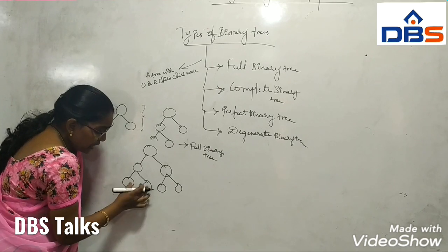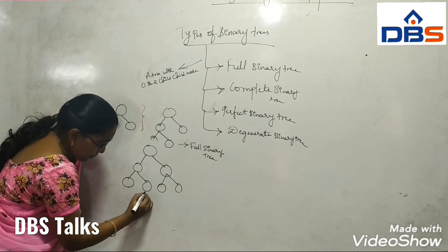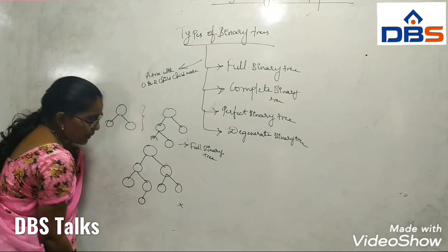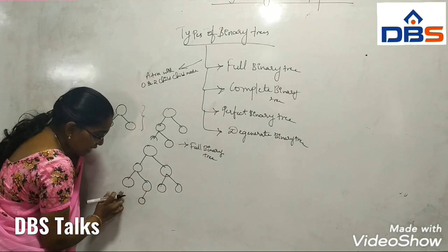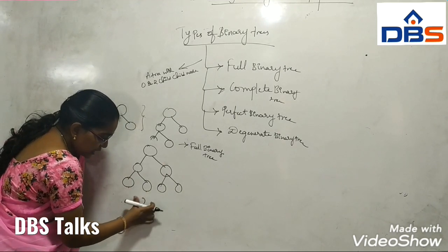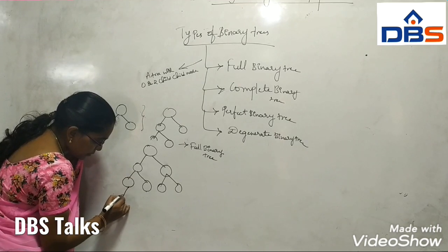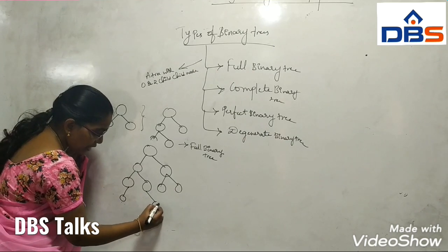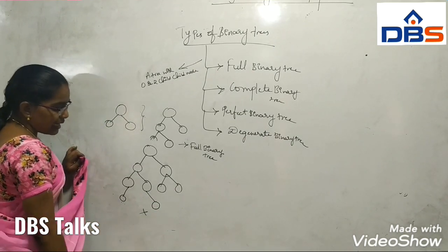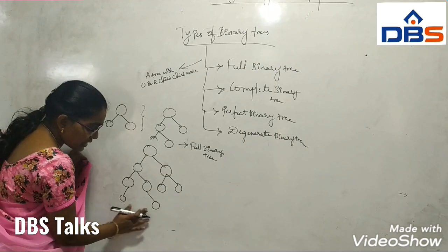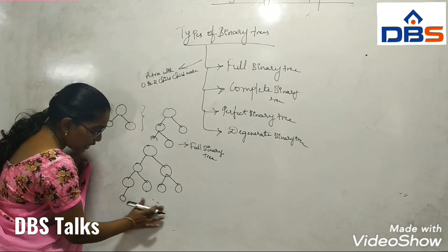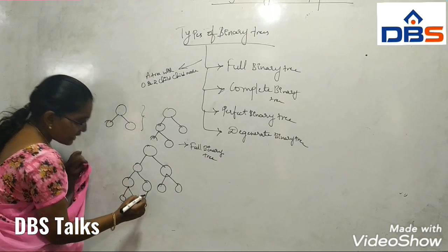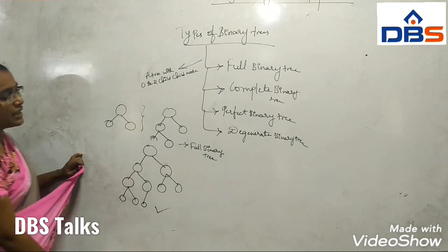For these leaf nodes, if it is having one child like this, we can't say it as a complete binary tree. Why? Because it has to come from left to right, just like this. Here, if it is having another node like this, we can't say it as a complete binary tree. Why? Because it has to follow the rule from left to right. This child must be here. If it is like this, we can say it as a complete binary tree.